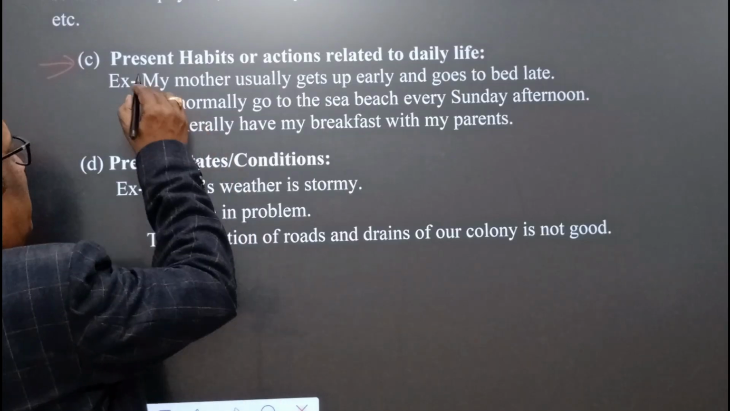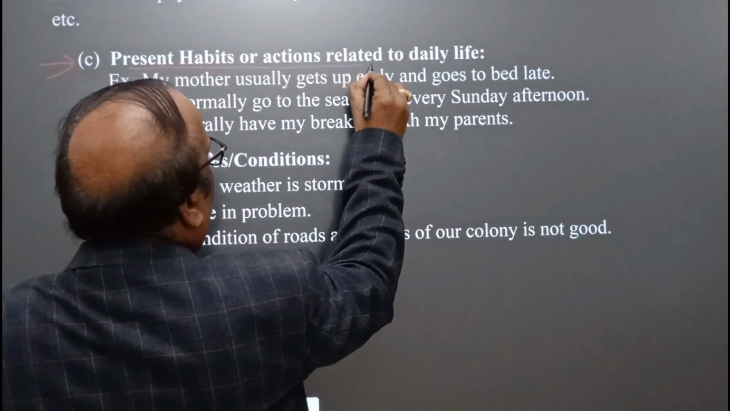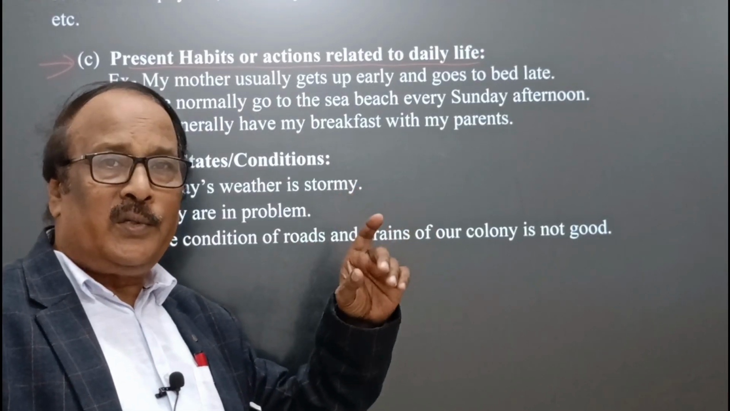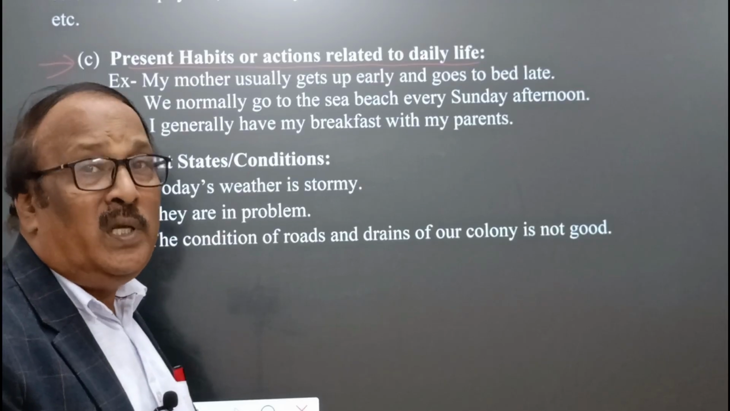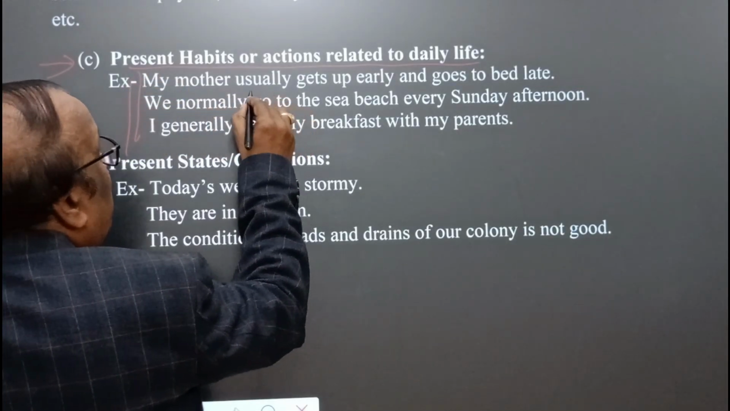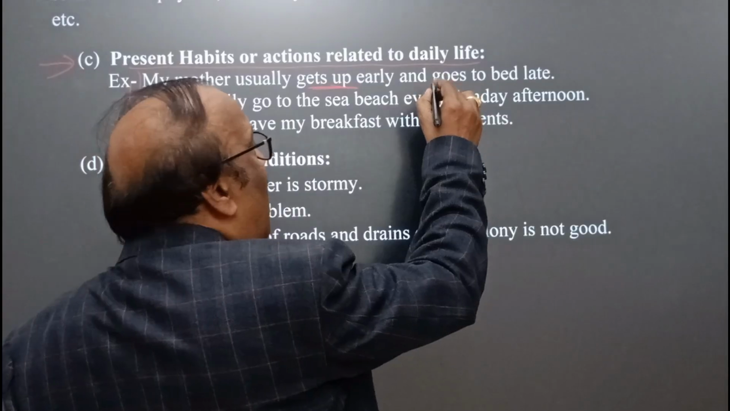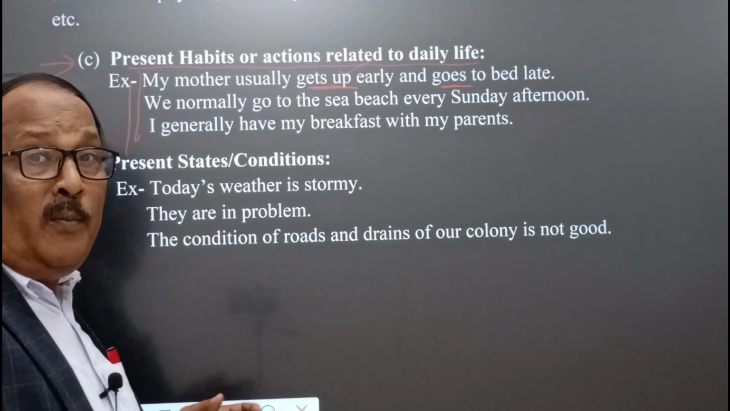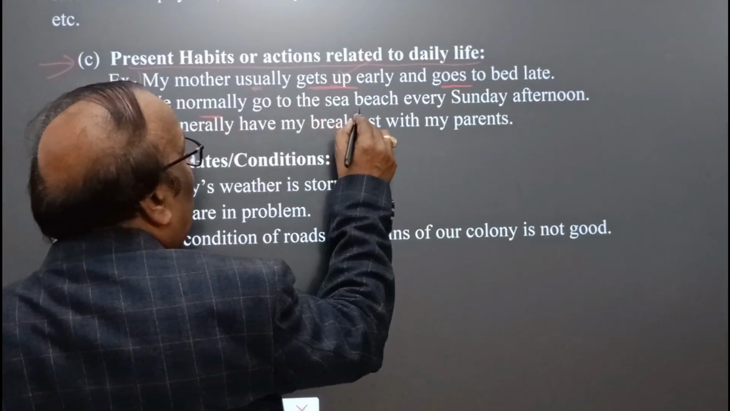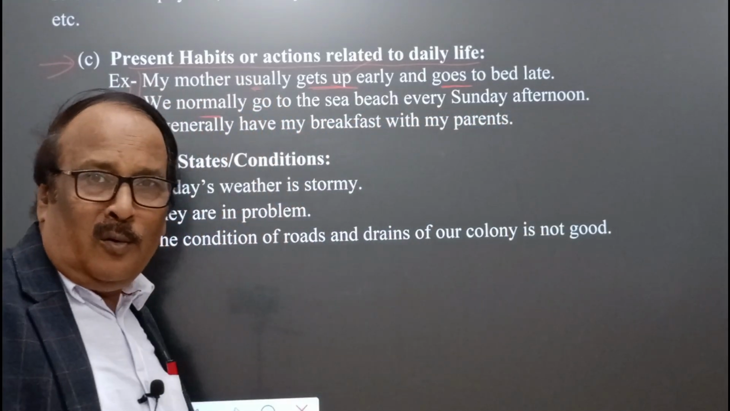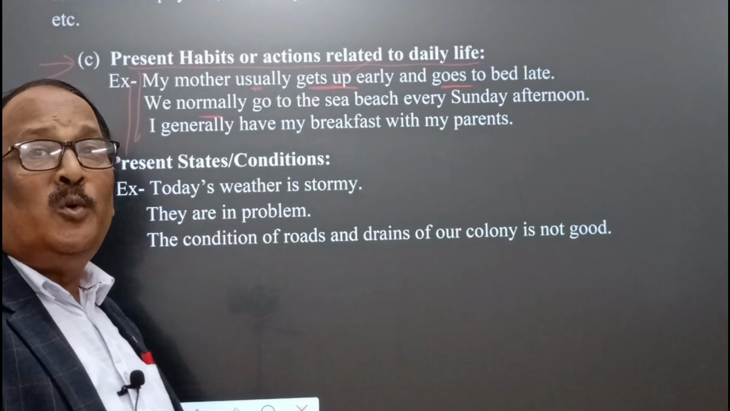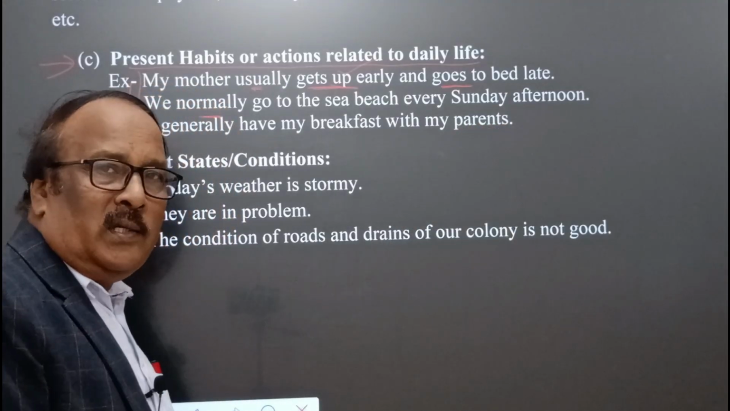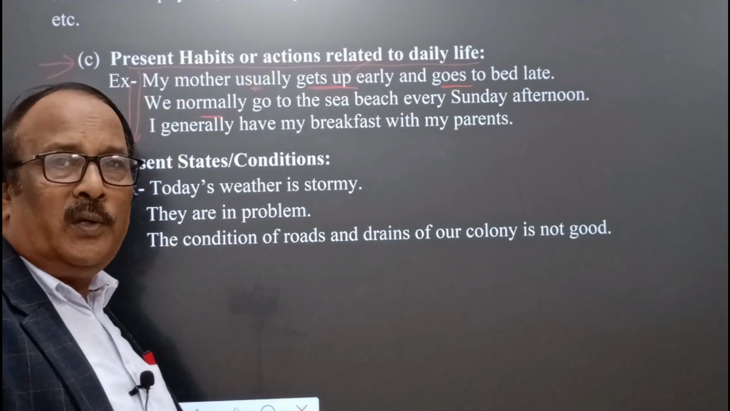The next idea: present habits or actions related to daily life. In order to express present habitual action, we take the help of simple present. Examples: my mother usually gets up early and goes to bed late. It expresses my mother's present habitual action. We normally go to the sea beach every Sunday afternoon. This is our present habitual action. I generally have my breakfast with my parents. This is the present habitual action of the speaker.